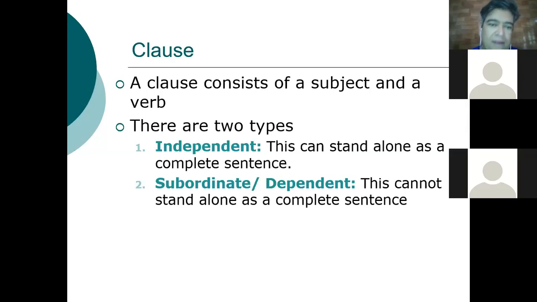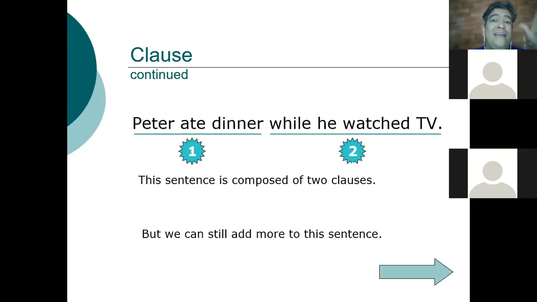So, independent clauses. Independent clauses can stand alone as a complete sentence. Y cuando dicen, this can stand alone as a complete sentence, quiere decir que si tú sacas una cláusula de esas dentro de la oración y la pones aparte, fuera de contexto, esa oración o esa cláusula sigue teniendo sentido propio. En el caso de Peter, Peter comió la cena. Si tú la sacas de ahí, esa oración sigue teniendo sentido propio, total y completo. ¿Understand?